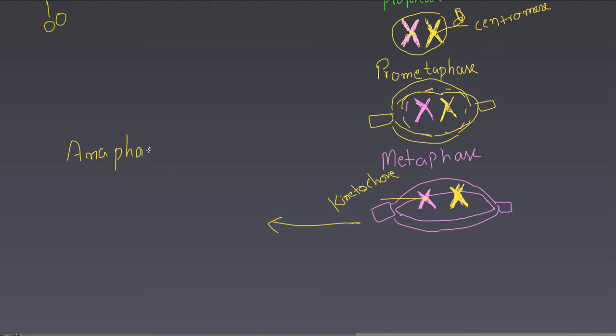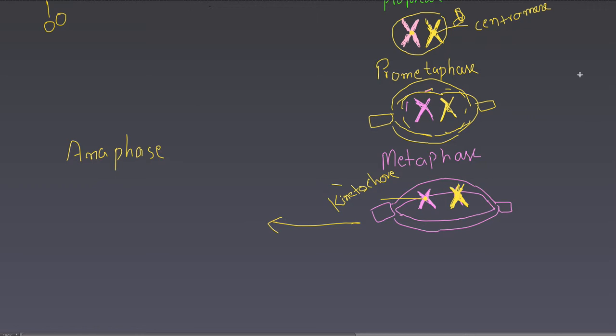And what happens in anaphase? It's basically the pulling apart of the chromosomes. They pull apart, so each chromatid gets pulled apart. And remember, they are only called chromatids while they are attached in this form. When they are detached from each other, each individual hand is called a chromosome again.